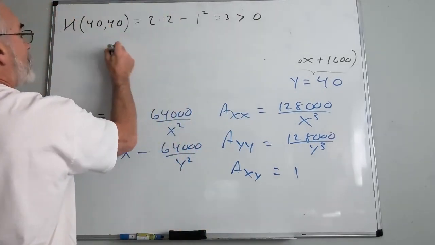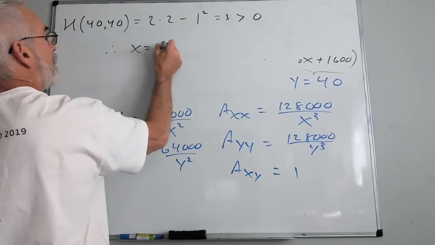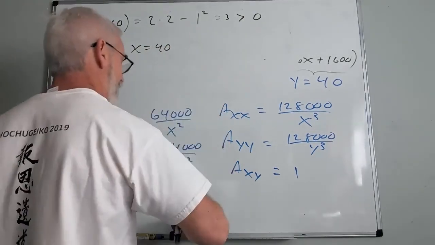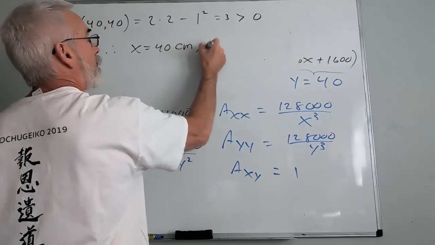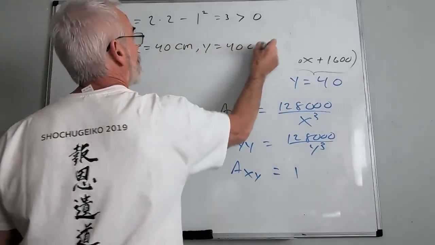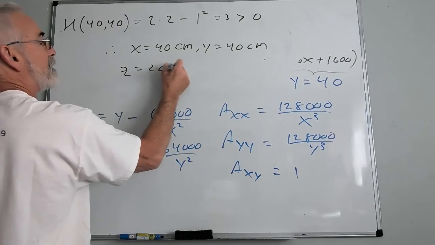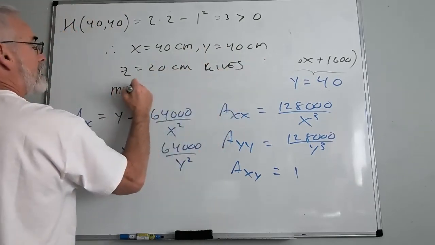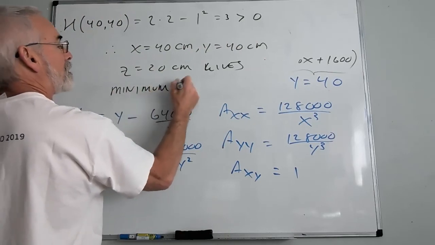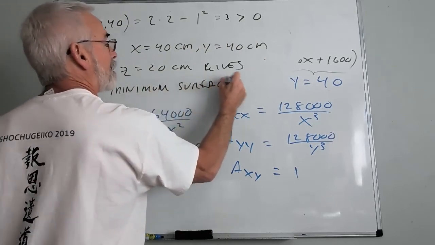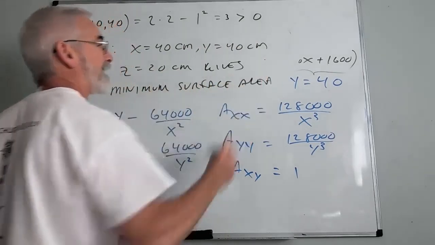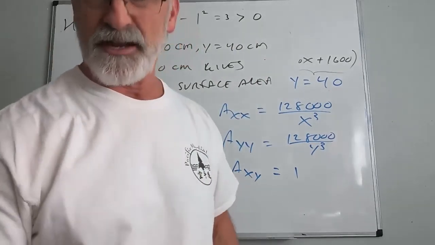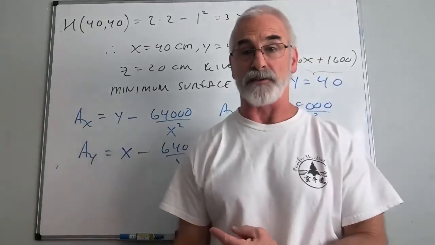Therefore, x equals 40 centimeters, y equals 40 centimeters, z equals 20 centimeters, gives the minimum surface area. I like this problem. It was kind of busy, but it was not difficult from a geometric standpoint, and it really wasn't terrible from a calculus standpoint.